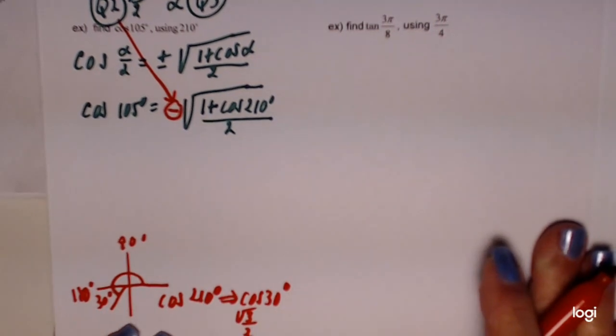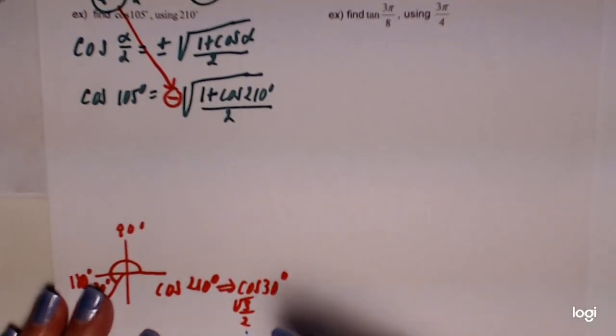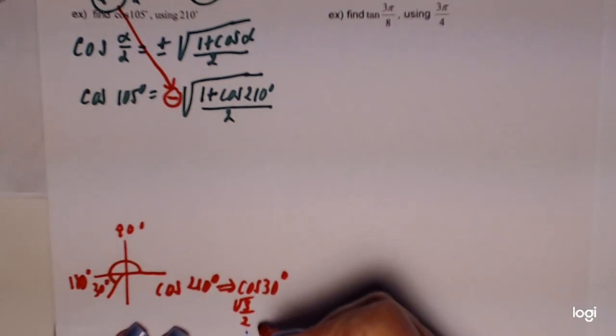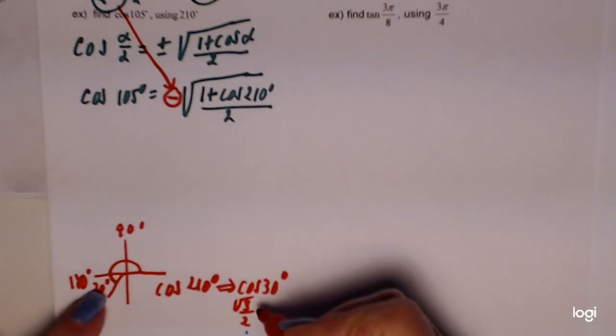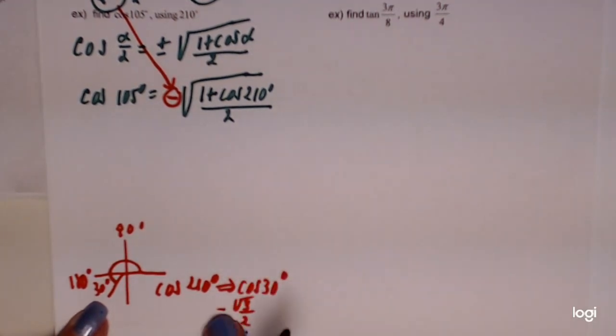Make sure I'm not off the paper, which I am. So we have the cosine of 30 degrees, radical 3 over 2. And now we are in the third quadrant here. In Q3, cosine is also negative, so the cosine of 210 is negative radical 3 over 2.